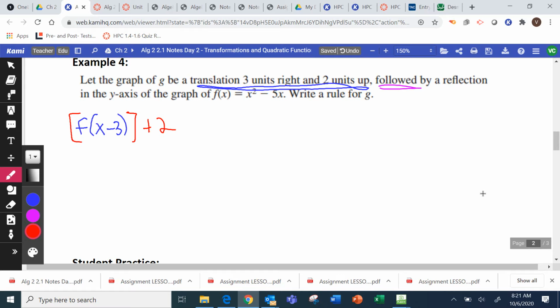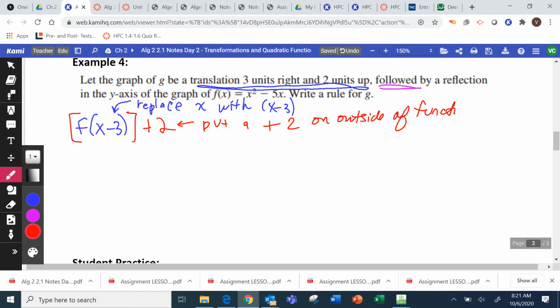So now I've written that in function notation, like a formula. When we have the blue part, this means to replace x with parenthesis x minus 3. And then the red part is put a plus 2 on the outside of the function. So inside of the function, I'm going to replace x with the x minus 3. On the outside of the function, I'm going to just put a plus 2.